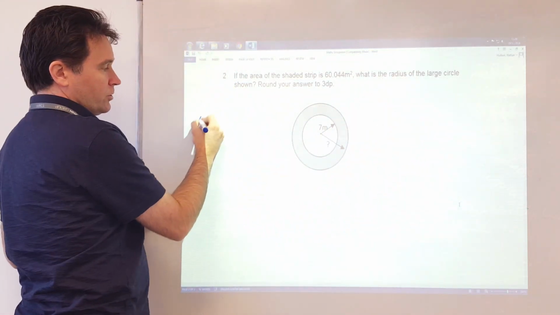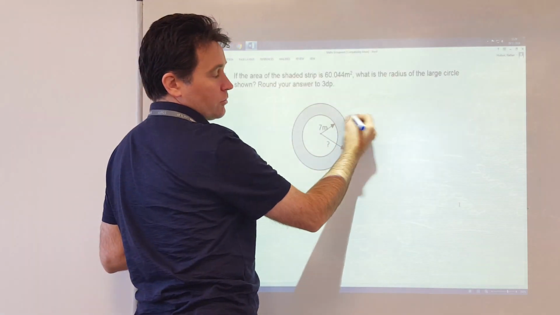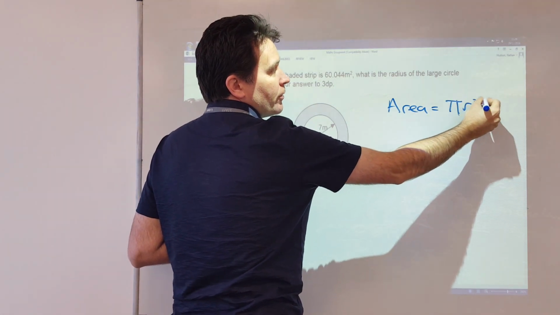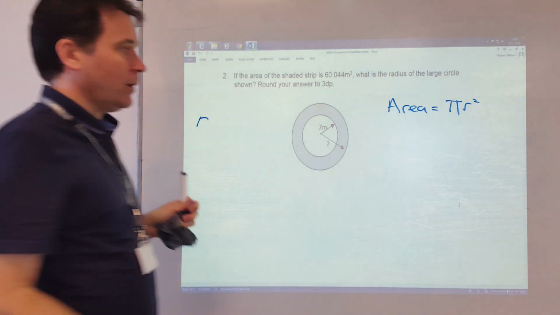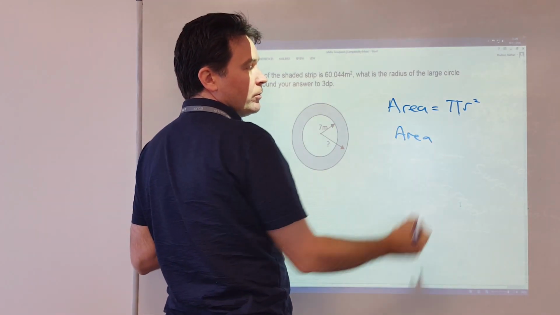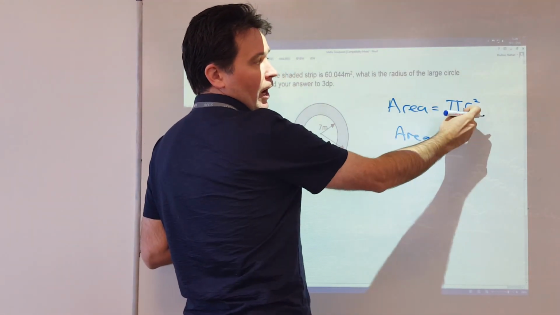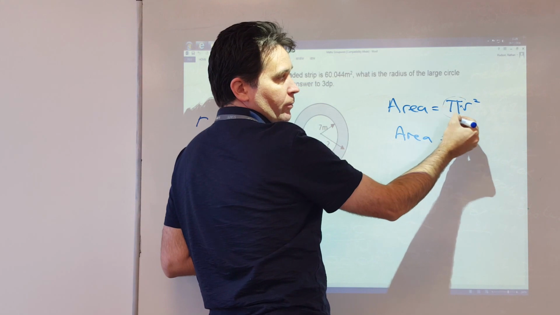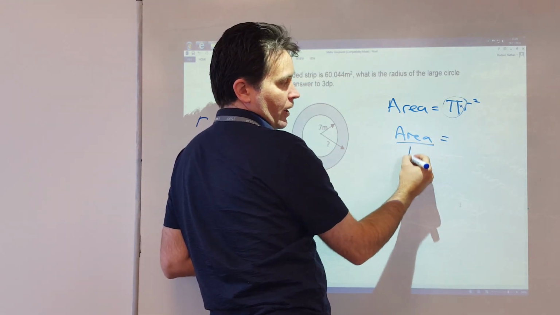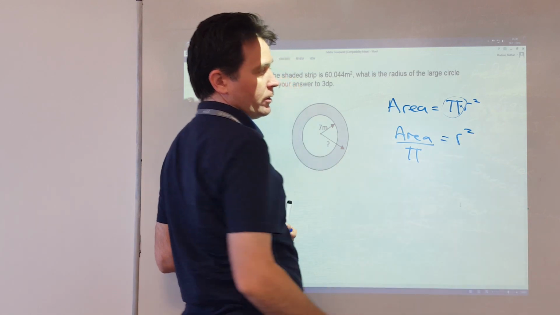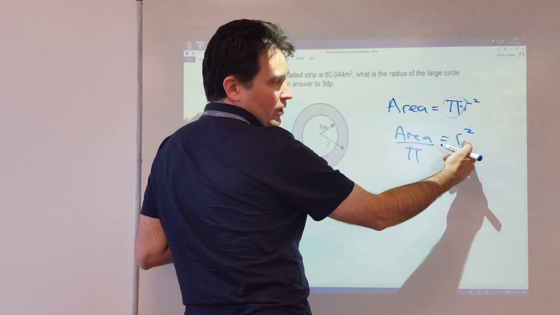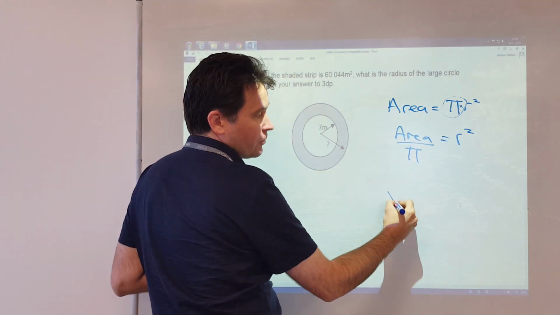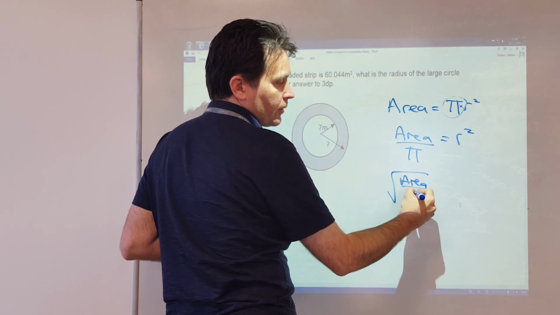We need to find the radius, and we know that the area of a circle is given by pi r squared. If we rearrange this to get r on its own, pi times r squared, it's easy to get rid of the times bit, we take it across, so you get area divided by pi equals r squared. To get r on its own, if it's been squared, take squared across, it becomes square root. So all that gets square rooted.